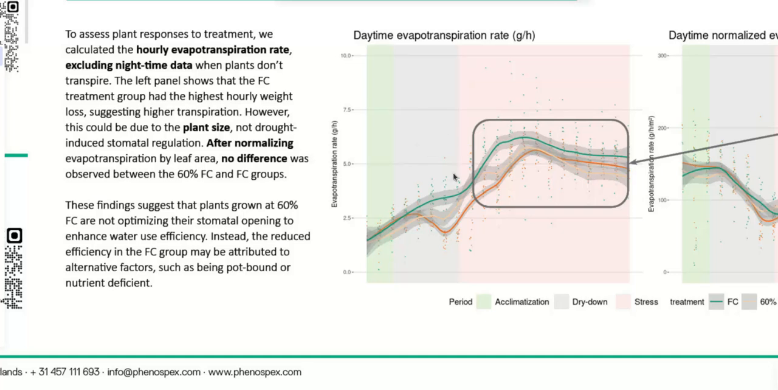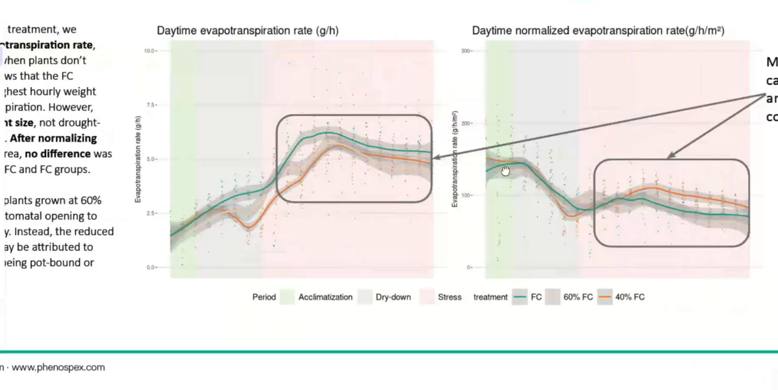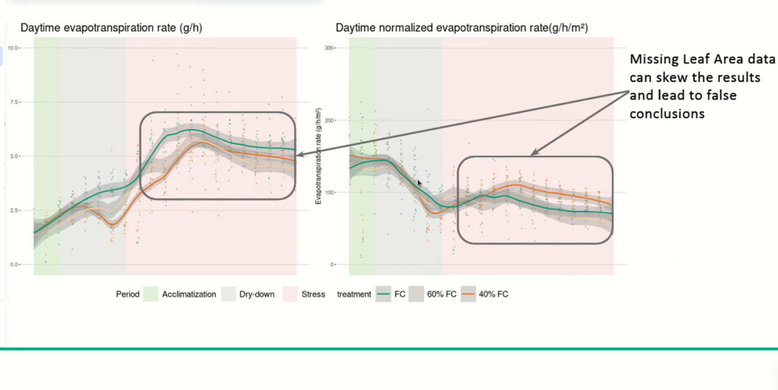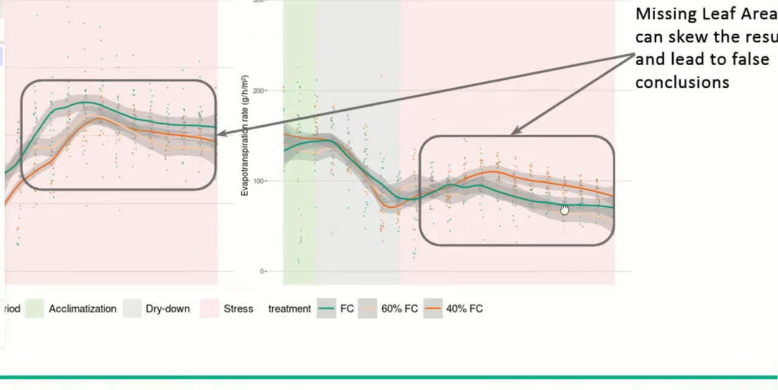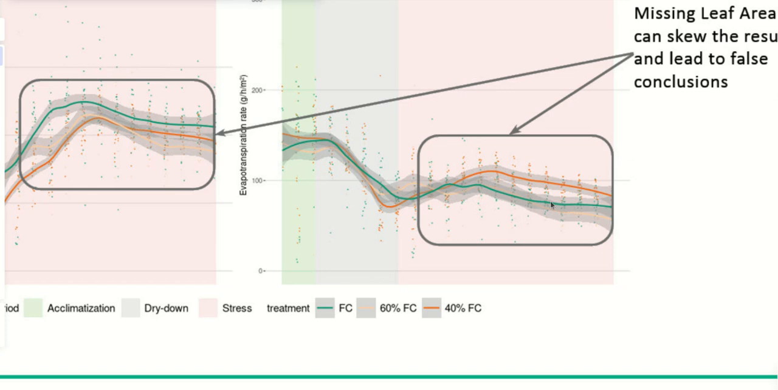However, we also know tomato plants are classified as anisohydric, meaning they do not have tight stomatal control relative to the drought stress. So there is an alternative hypothesis at hand. Due to the water availability, the plants in the full field capacity group could be larger. And with the PlantEye data, we also have insights in the leaf area of every plant at any day. So when we normalize the evapotranspiration over the leaf area, it is clear that the plants at field capacity and 60% of field capacity, they do not differ much in their transpiration per leaf area.